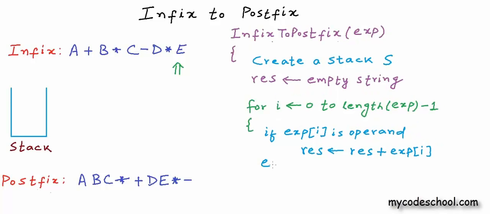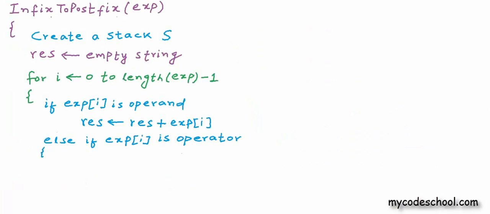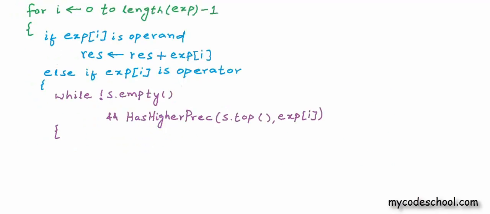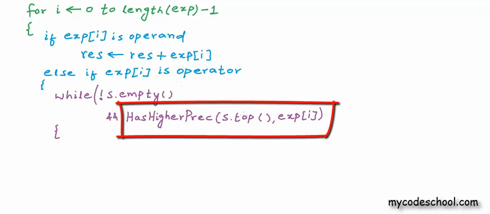Else, if expression[i] is an operator, we need to look for operators in the stack having higher precedence. So I'll say while stack is not empty and the top of stack has higher precedence, and let's say this function HasHigherPrecedence will take two arguments, two operators.